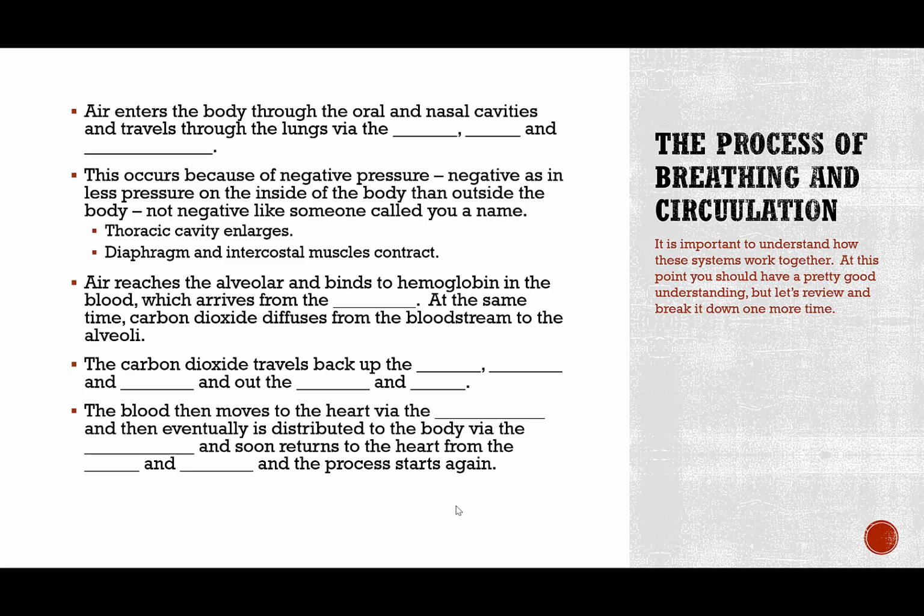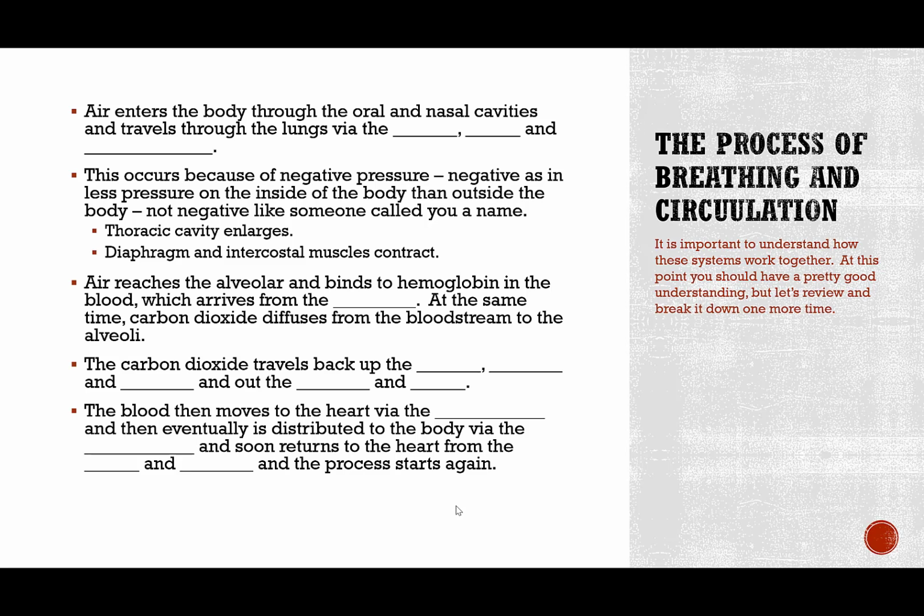You're learning. But air enters the body through the oral and nasal cavities, which is part of what? The upper airway, right? Travels through the lungs via what structures? I'm not going to answer this. I want you to think about what the lower airway is, and what it's comprised of. I told you there's 3 things that comprise the lower airway.